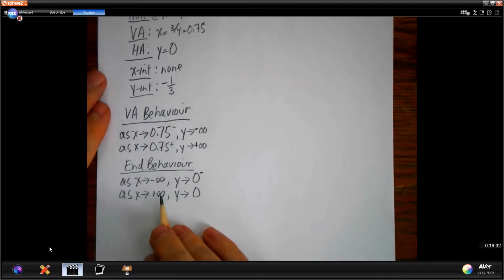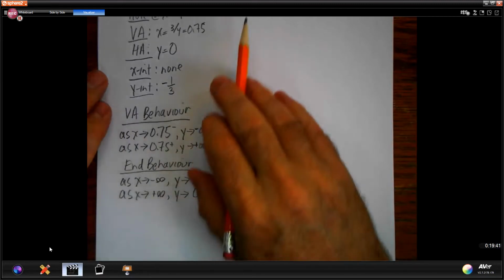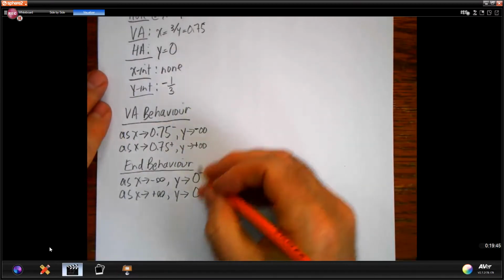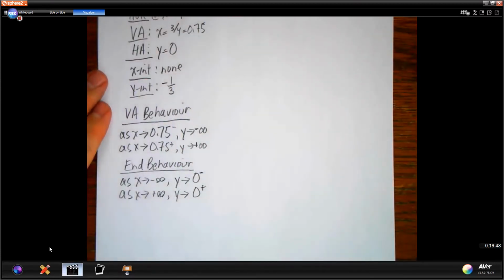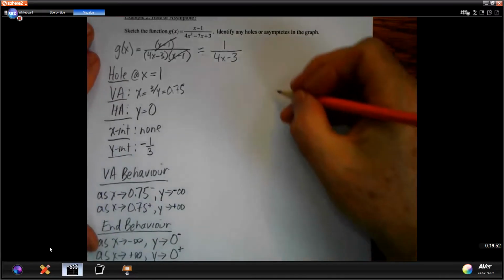And if I plug in a value for positive infinity, let's use, again, I'm always using positive 100. That's going to be 397 on the bottom, positive on the top, so that's going to be positive overall. And I've got all the information now that I need, so I'm going to do my sketch.